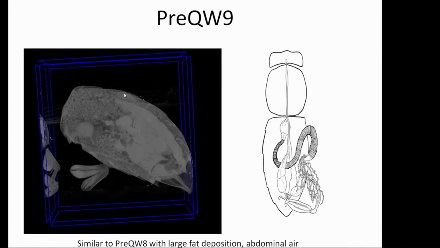Just another example of lots of fat laid down in a pre-hibernation queen, so much in fact that the abdominal air sacs are reduced. Again, the poison gland.